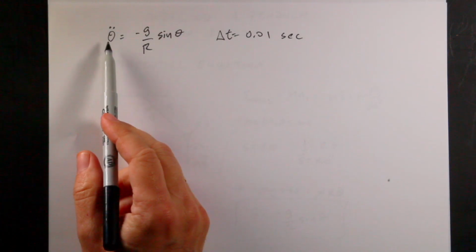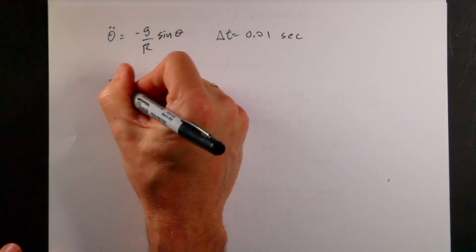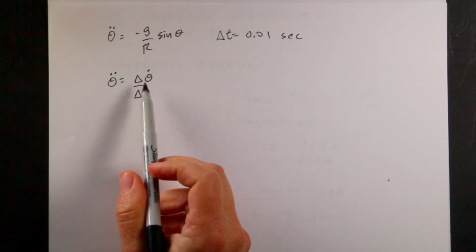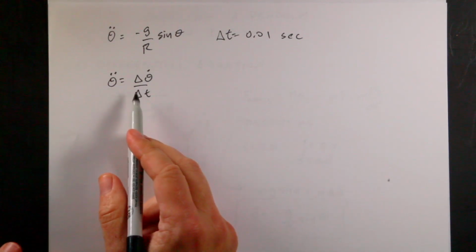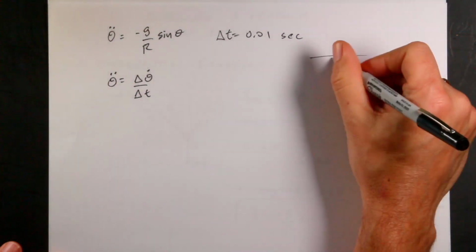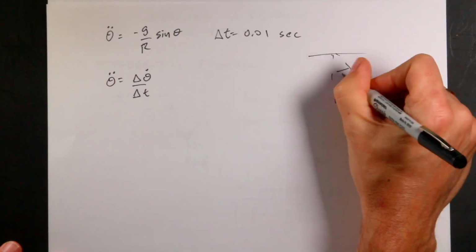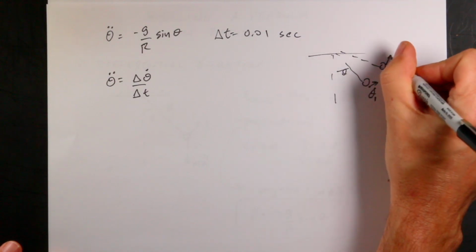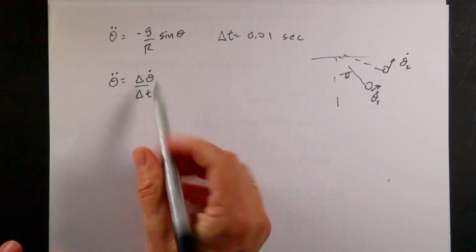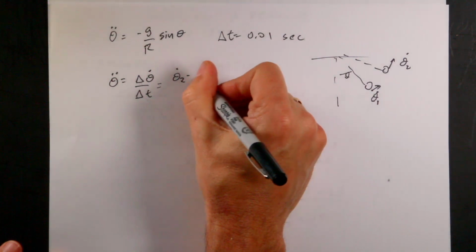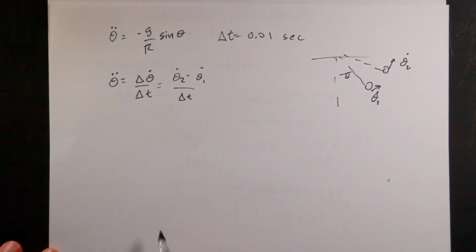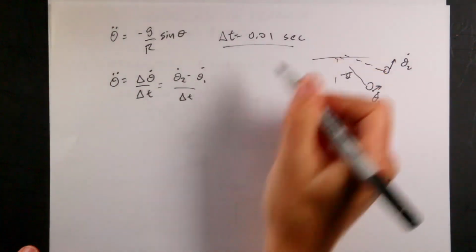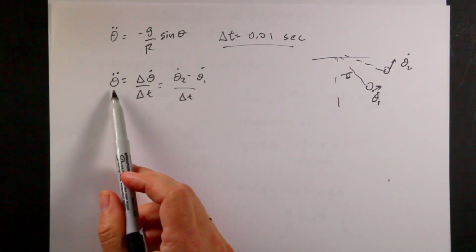Then I can write theta double dot, the second derivative of theta, as delta theta dot over delta t. So it's the rate of change of theta dot, which is the angular velocity. Consider the beginning of the time interval; I'll draw a little picture right here. Here's theta, and it's moving that way. It's theta 1 dot, and then a little bit later, after delta t, it's theta 2 dot. Then I can say this is theta 2 dot minus theta 1 dot over delta t. This assumes that theta double dot is constant, which it's not, but it kind of is. If we have a small time interval, we can assume theta double dot is constant.